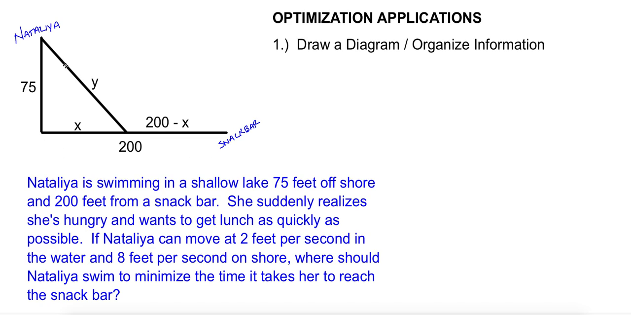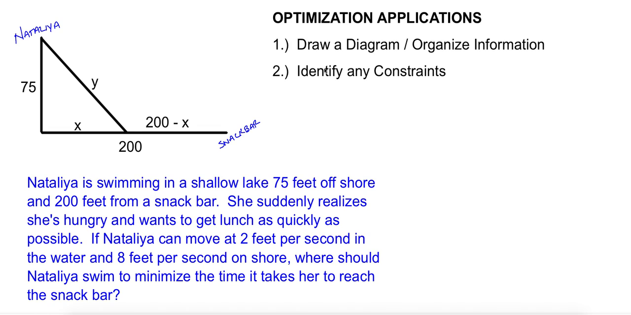Y is going to represent the distance she travels through the water, and X is going to represent the distance down the shoreline that she leaves the water and enters land. And then this 200 minus X is the distance she travels on land. So she's traveling Y feet through the water and 200 minus X feet through land.